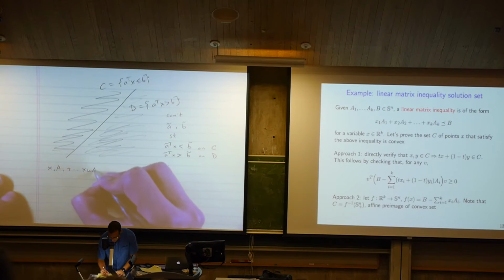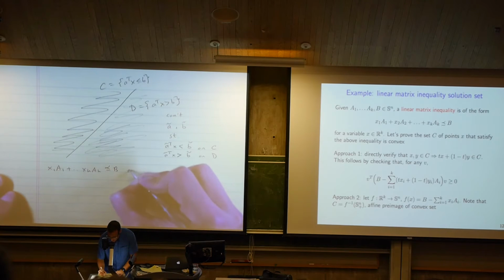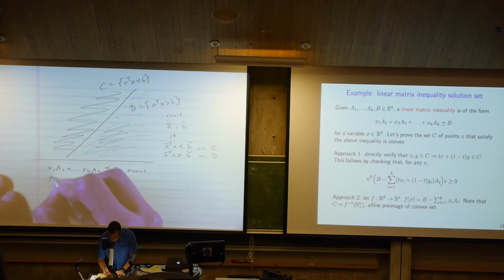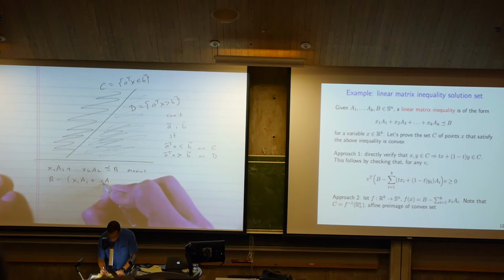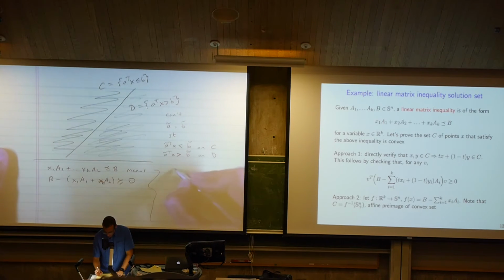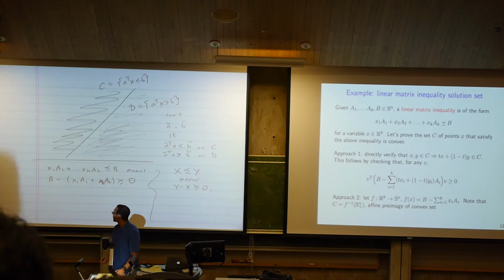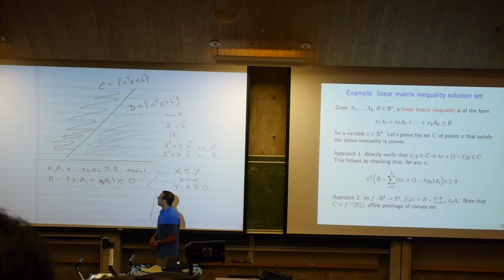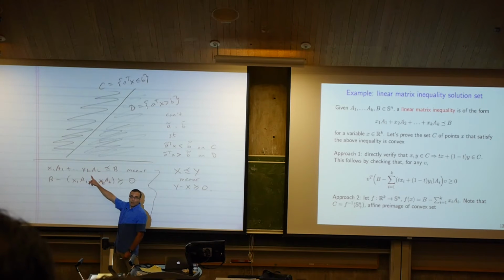So this means that B minus this thing is positive semi-definite. Okay, we can define an ordering on symmetric matrices using this notion, right? Just in general, if x and y are symmetric matrices, I can write that to mean that y minus x is positive semi-definite. Okay. This is called a linear matrix inequality. It's a generalization of a linear inequality.